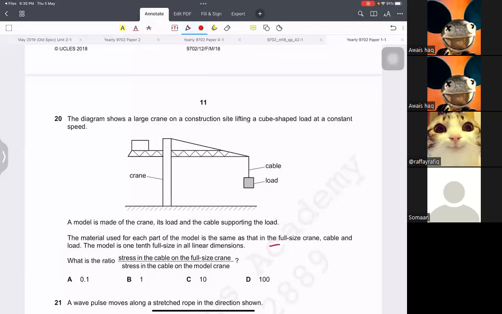So cable and load, the model is 1/10 full size in linear dimensions only. Well, that's interesting. So this means that area is generally d squared, right? So if diameter is 1/10, the area will be 100 times smaller for the wire. Length will be 1/10 of the original length. Area will be 1/100 of the original.